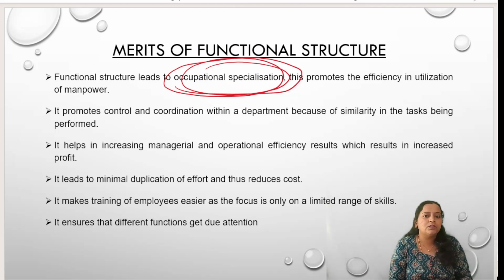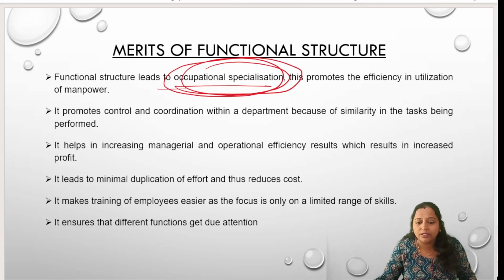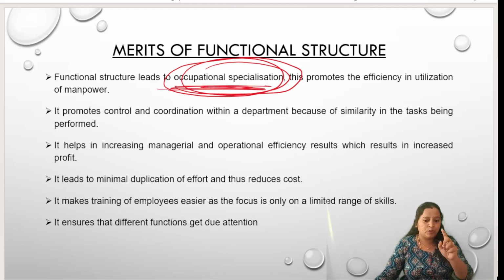So in the functional organizational structure, what happens? The persons in that department will do the same work again and again. So they will become specialized in that particular work. That is the major advantage of your functional organizational structure. Hope you got my point. When you are writing the first point, this word is very, very important: creates occupational specialization. Okay.